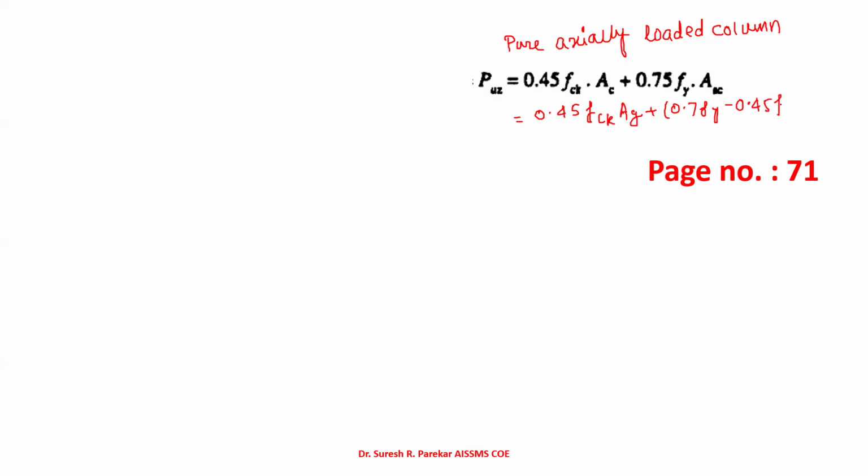Now we have this Puz. When we talk about Puz, this is a purely axially loaded column. We have the value 0.45 fck Ac plus 0.75 fy Asc. We can write this in this fashion also: 0.45 fck Ag plus (0.75 fy minus 0.45 fck) into Asc. We can use this because we always have the values of Ag and Asc, so we need not calculate the value of Ac, and can directly use the gross area and area of steel. This is given on page 71.